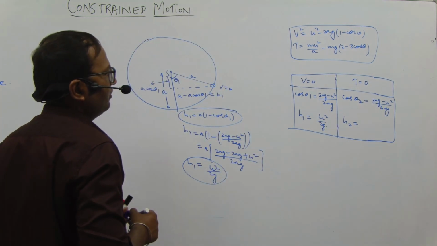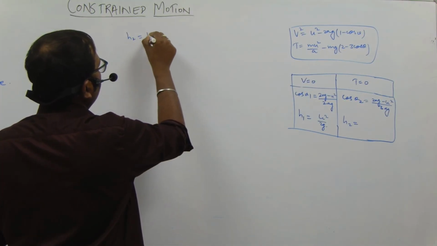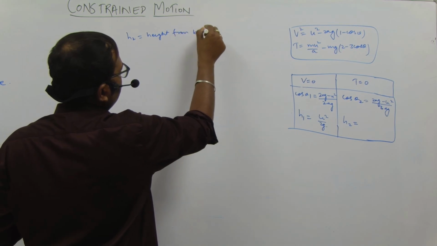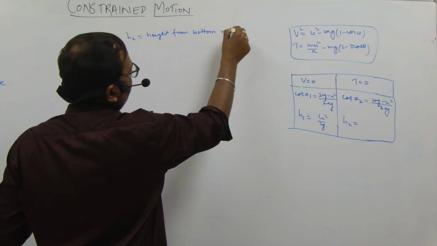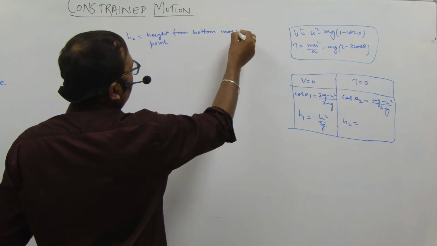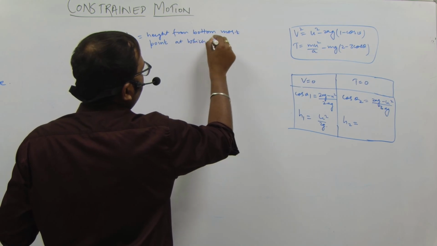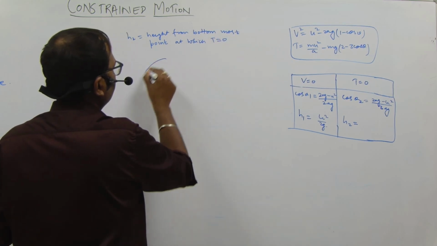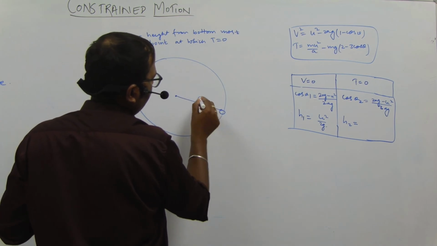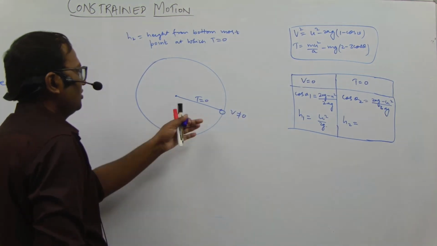Let us find the value of h2. Okay, so h2 is equal to the height from the bottommost point at which tension is equal to 0. So here tension is equal to 0, v not equal to 0. We are taking a hypothetical case.